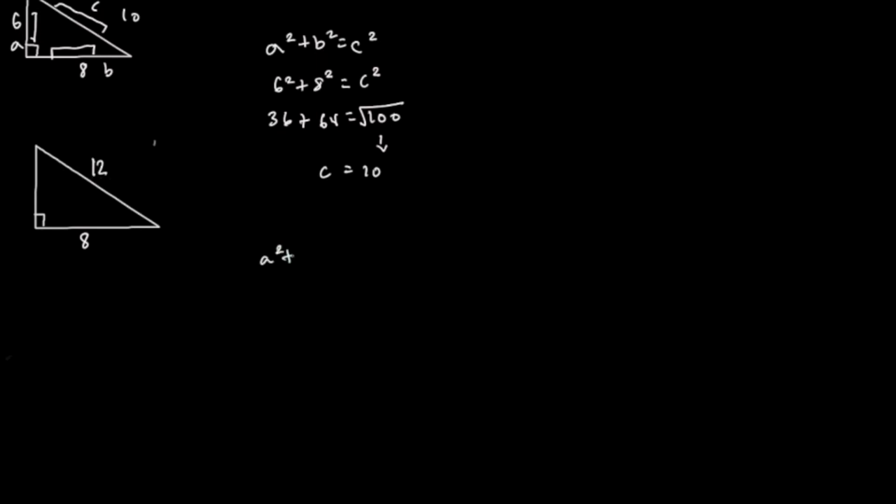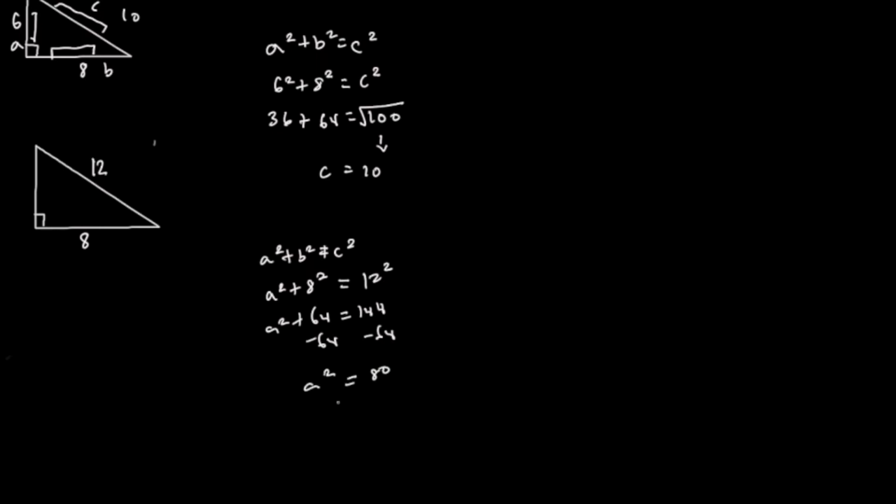Same here, you do the same thing, but instead we have the C value. So let's first write out the formula, a squared plus b squared equals c squared. And we have one of the legs, so let's say we don't have a, but we have b. So a squared plus 8 squared equals 12 squared. You know this is 64, you know this is 144. We subtract 64 from both sides, minus 64, minus 64, and you get 80 equals a squared.